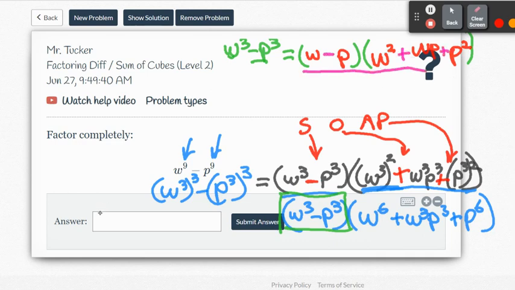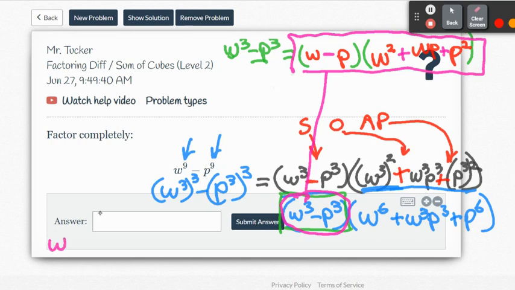So these factors, this binomial times trinomial, need to go in place of this green w cubed minus p cubed. So I'll write it over here. The whole thing will be w minus p.